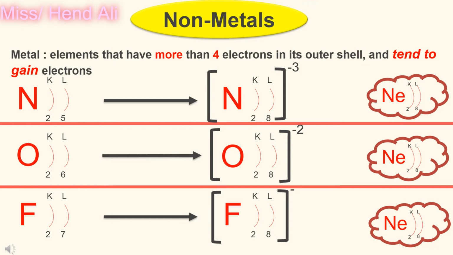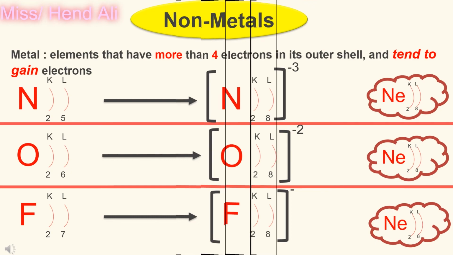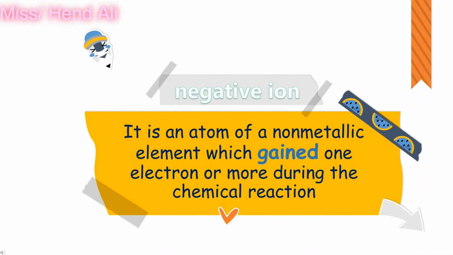Another example, fluorine. Fluorine has 7 electrons in its outer shell, so during the chemical reaction, it will tend to gain 1 electron and change into a negative ion with 1 negative charge. What's meant by a negative ion? It is an atom of a non-metallic element which gained 1 electron or more during the chemical reaction.